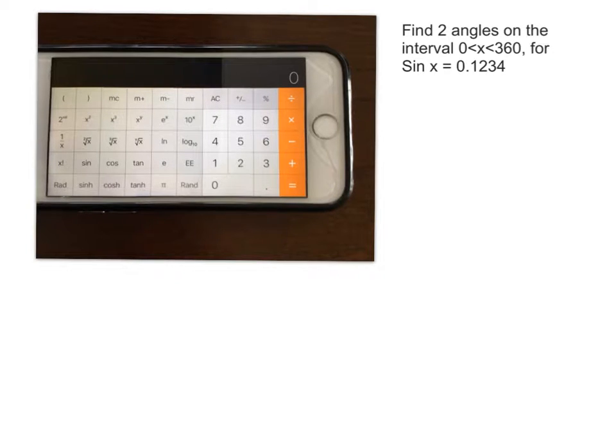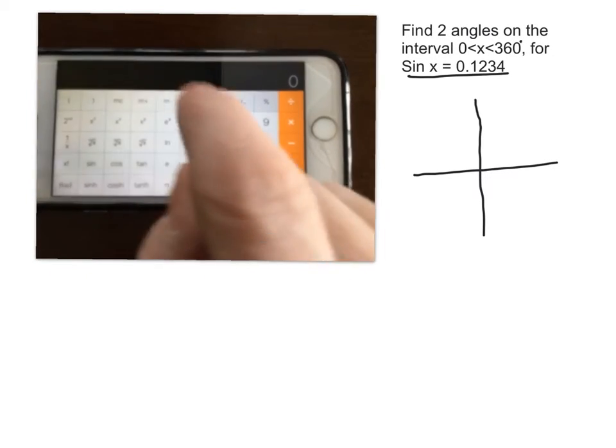Okay, it's a popular question here. Find two angles on the interval 0 to 360 degrees for which sine x equals 0.1234. So the first thing we want to do is find the angle in quadrant 1, which is our reference angle for sine x equals 0.1234. So we'll just watch this video and we'll see how this is done.